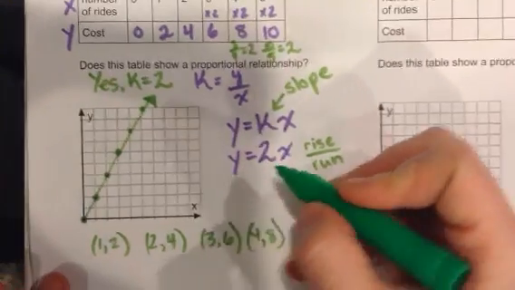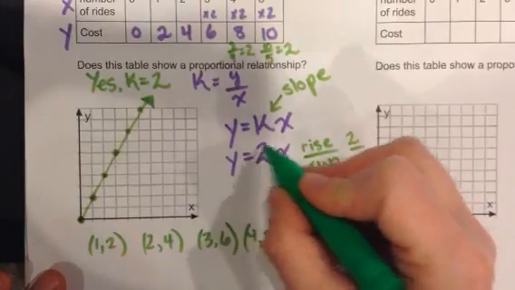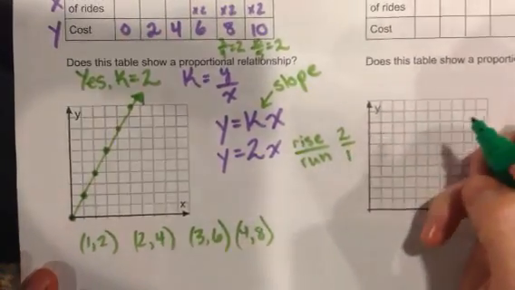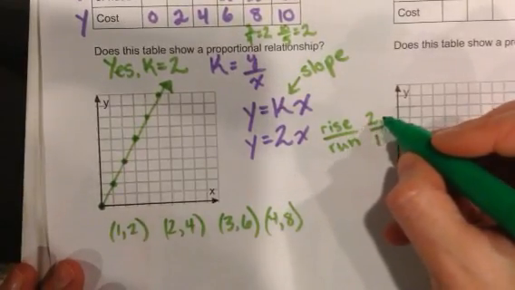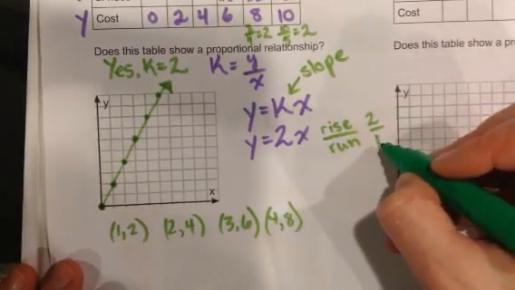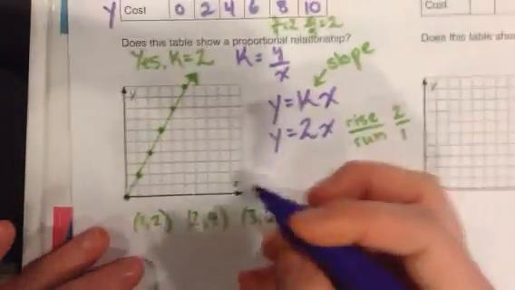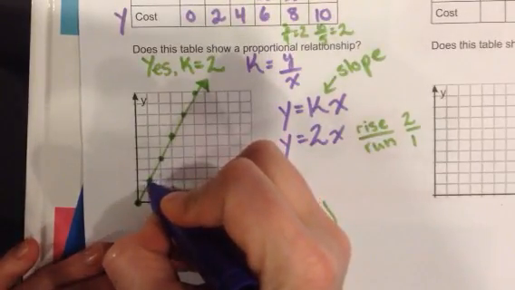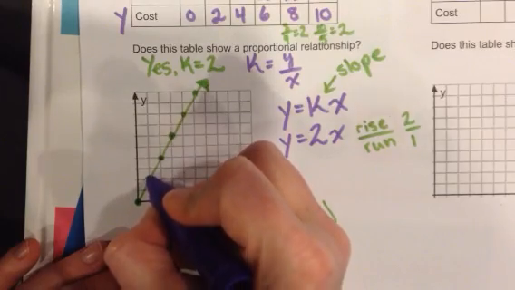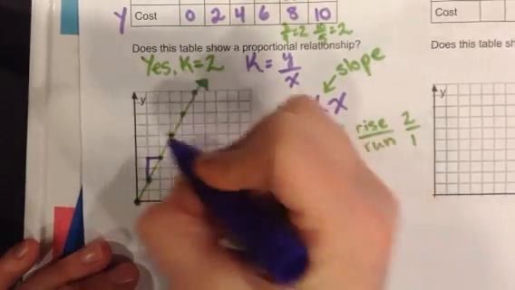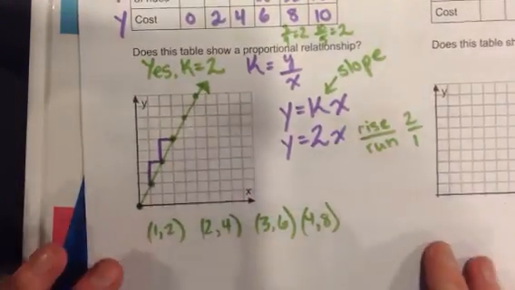So I have the number 2. If I want to change it to a fraction, I can take any integer like this and just put it over the number 1. So I can start from any point and go up 2 and run 1 to the right, and I'll still be on this line. Remember how we did right triangles for rise over run? I'm just going to start at the second point. Rise 2, run 1.